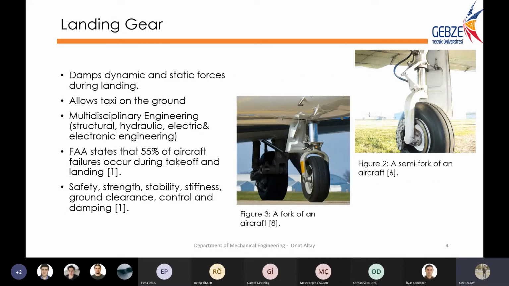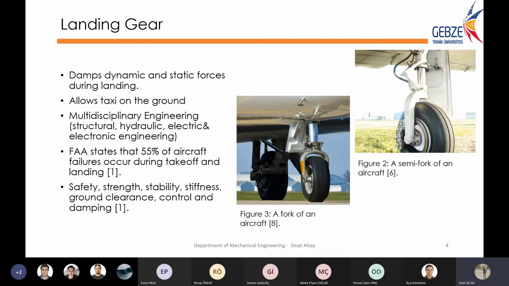The landing gear of an aircraft provides a safe landing since it damps the dynamic and static forces during landing. And also it allows ground movements like taxi. Designing a landing gear requires many departments to work together. And the Federal Aviation Administration states that 55% of aircraft failures occur during takeoff and landing, and a high percentage of this is because of failure of the landing gear fork.